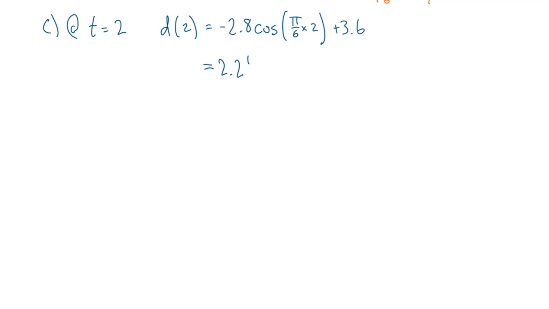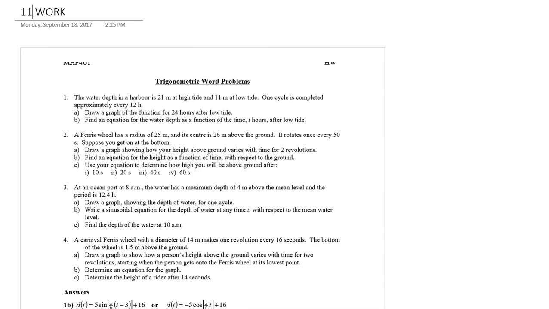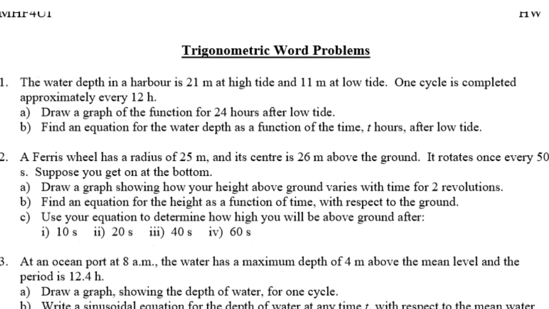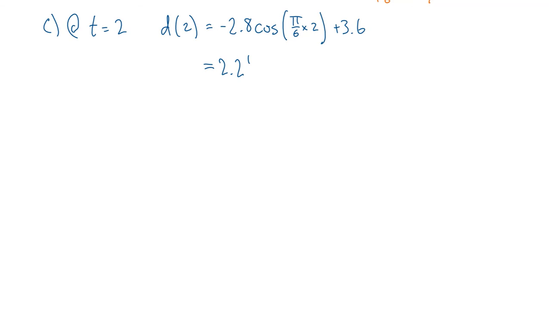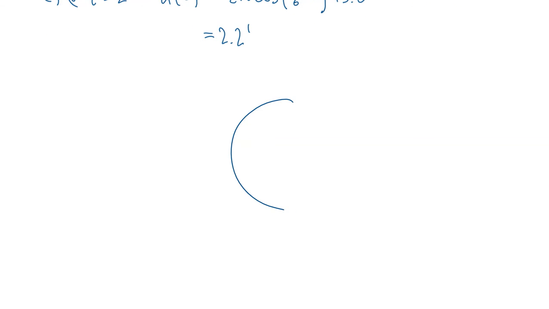Last thing I want to say, when we switch over to the practice, a Ferris wheel has a radius of 25 meters and its center 26 meters above the ground, rotates once every 50 seconds. Draw a graph showing how your height above ground varies with time for 2 revolutions. So you're supposed to draw a graph of a Ferris wheel. So is this what you do?